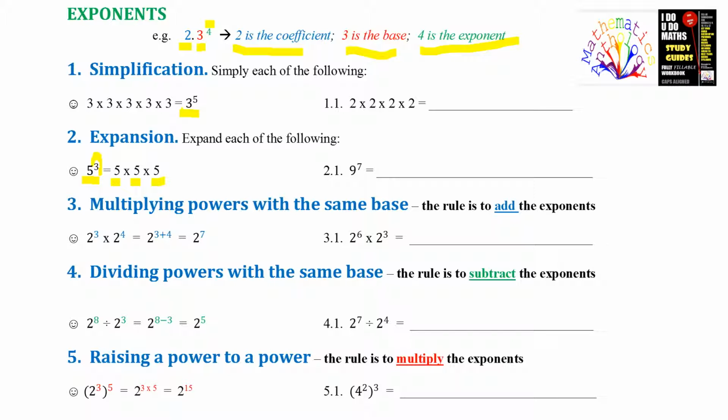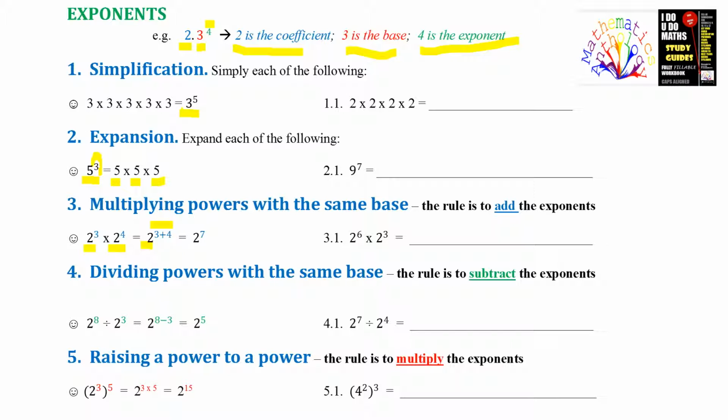We now look at multiplying powers with the same base. So the rule when you are multiplying powers with the same base is to add the exponents. We're given an example here: 2 to the power 3 times 2 to the power 4. Both the bases are 2, which are the same, and we're multiplying. So the rule is add the exponents.